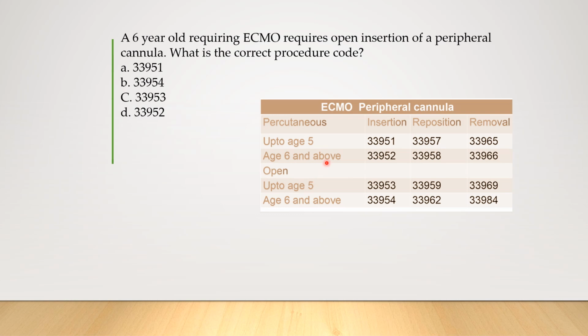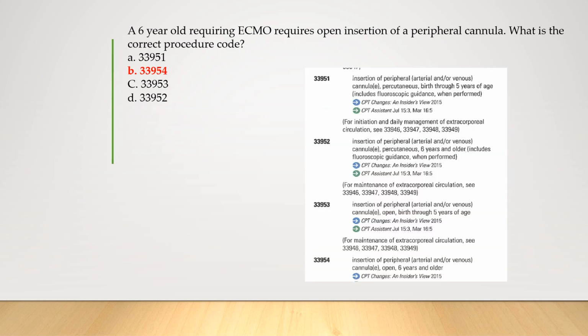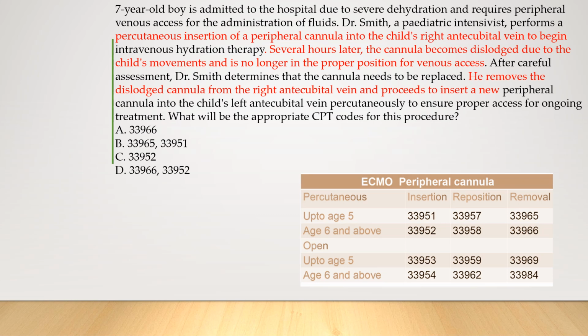And then apply it. This is the percutaneous peripheral cannula. This is the open peripheral cannula, and we are looking for the procedure of insertion, and the age of the patient is 6 years old. So by taking everything into consideration, we pretty much know what our answer is. So yes, 33954 was the answer, which talks about the peripheral cannula open insertion, and the age is also appropriate.